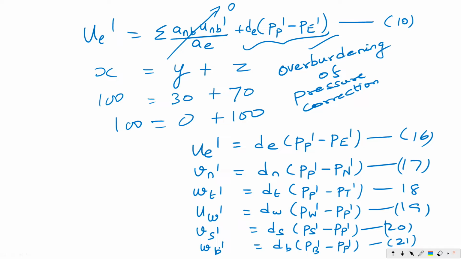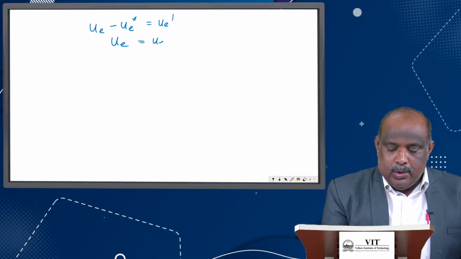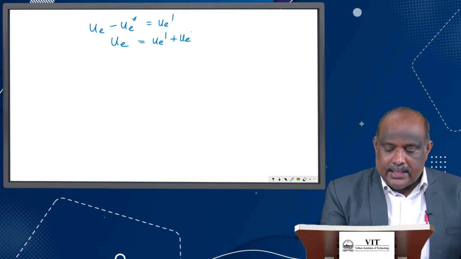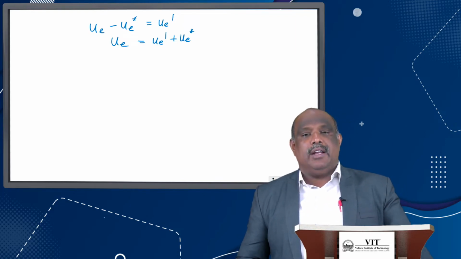Still the question is not solved. Why is it not solved? Because we still do not know the value of Pp dash and Pe dash, but we want to find the value of Ue dash. Now, what we earlier know is that Ue minus Ue star is equal to Ue prime. That is the correct value of the velocity minus the guessed value of the velocity will give me the velocity correction. From this, Ue will be equal to Ue star plus Ue prime. This Ue value is the new Ue value, that is, for the second iteration this will be the Ue value. Got the logic of what I am telling?